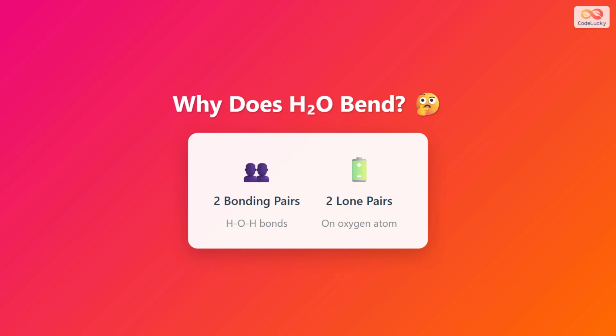Water bends because the oxygen atom has two pairs of electrons, called lone pairs, that are not shared with hydrogen. Along with the two bonding pairs, these lone pairs take up space and create a repulsive force. This force pushes the hydrogen atoms closer together, resulting in a bent structure instead of a straight line.